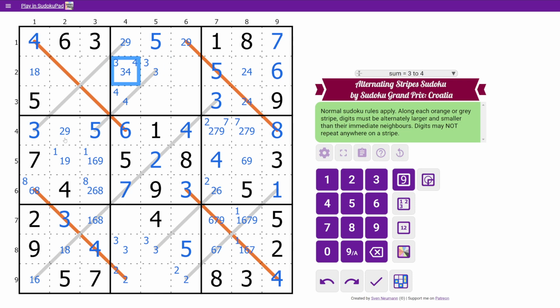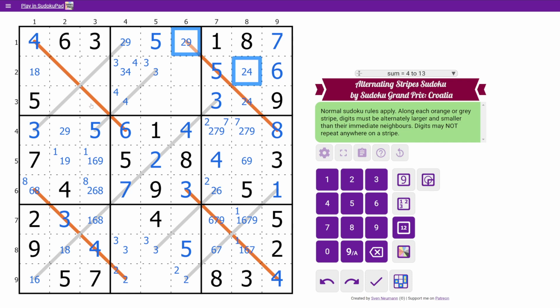3 goes there somewhere. If this was a 2, that would be a 2. One of these would be a 2. One of these would be a 2. That looks okay. If this was a 2, the 2 would be somewhere there. I guess that's okay.